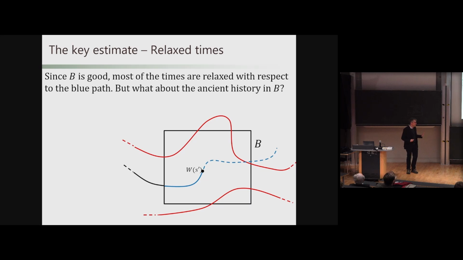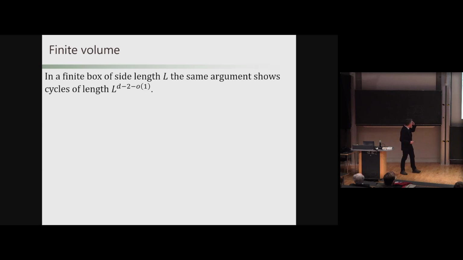And so that's enough to prove the first set of results from a couple of years ago, that you find infinite cycles in the lattice. And so the next part is to understand what happens in a finite volume. So when we have a box of side length L, it won't really matter for the results, but it's easier to think about if it was a torus of side length L.